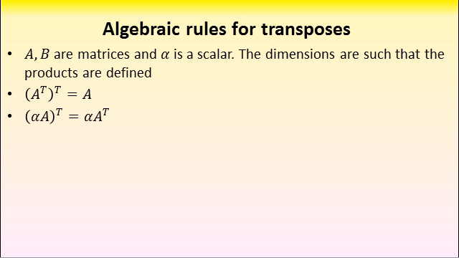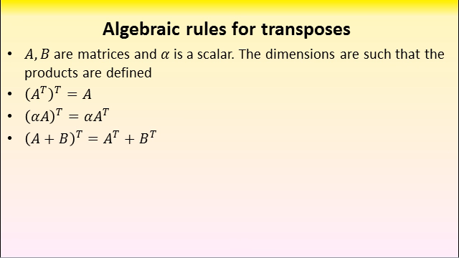The second rule, if I do a transpose of a scalar multiplied by a matrix, I can take the scalar outside the parenthesis. Next, taking the transpose of a sum, I can actually do the transpose of each matrix separately and then just add them.